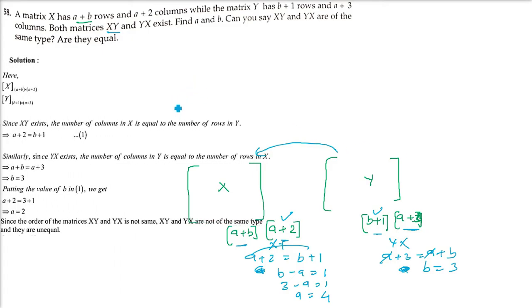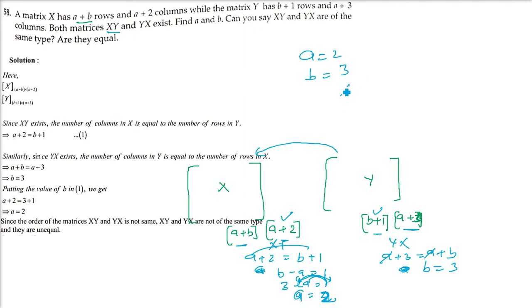So what do we get? a is 3 minus 1, 2. b is 3. So we got the values of a and b. Now there are certain other questions also being asked. Find a and b. We have already found out. Can you say X and YX are of the same type? They are not of the same type, because I'll just give you an example, because a and b we know.